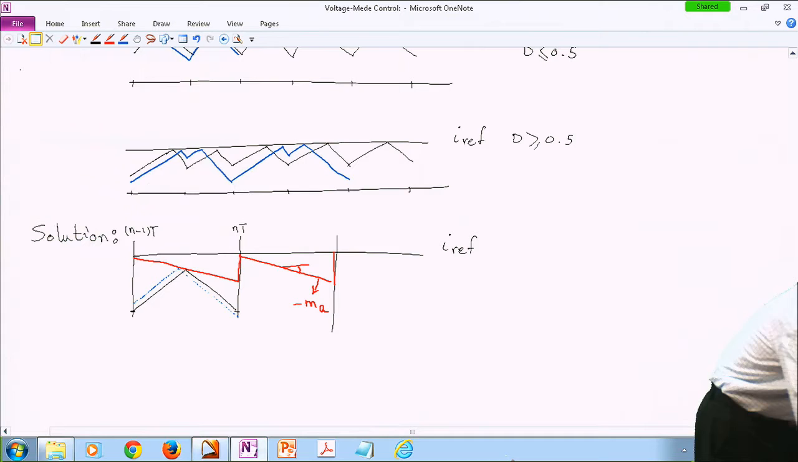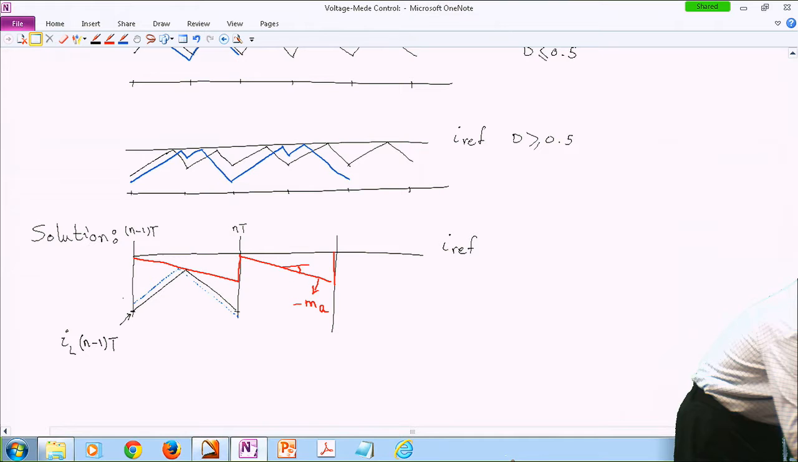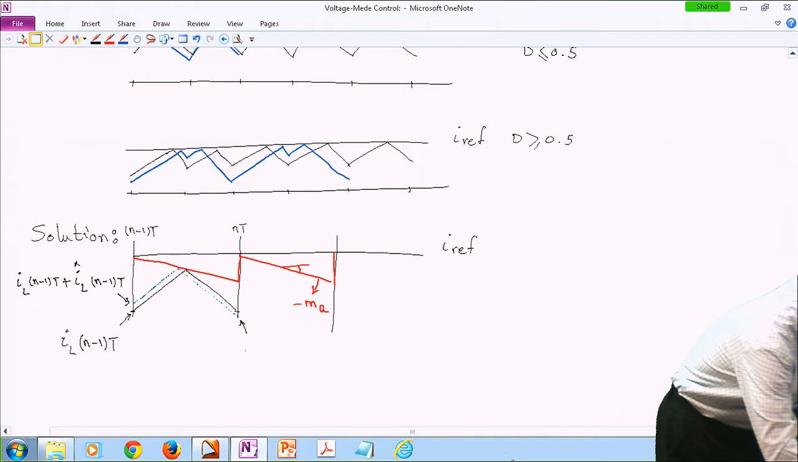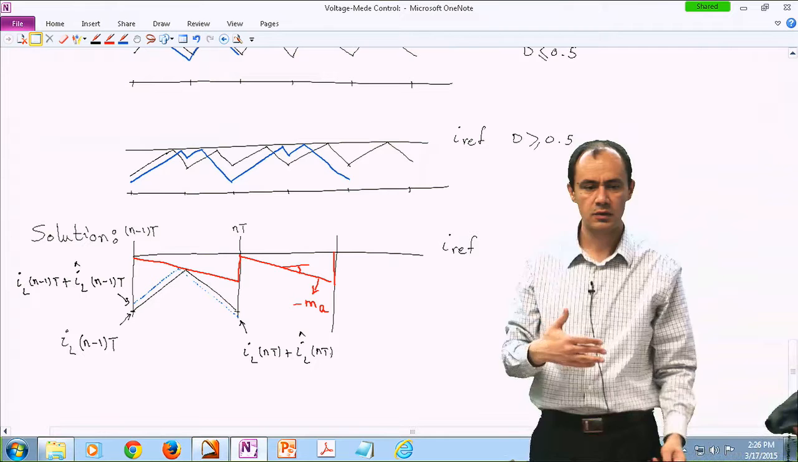So this initial value is the inductor current evaluated at, okay, and this blue one over here is plus some disturbance. Okay, and in the end, we are looking at plus some disturbance. Now, don't worry about the polarity of the disturbance. It could be sometimes positive, it could be negative, but we look at the absolute value of the disturbance.